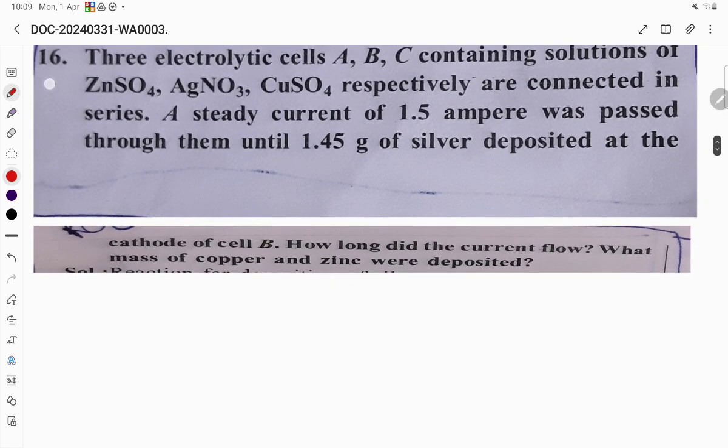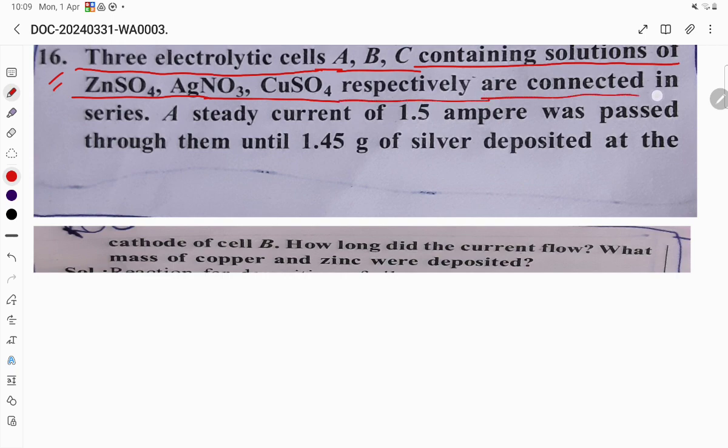This is the NCERT problem, problem number 16, from the exercise. Three electrolytic cells A, B, C containing solutions of ZnSO4, AgNO3, CuSO4 respectively are connected in series.